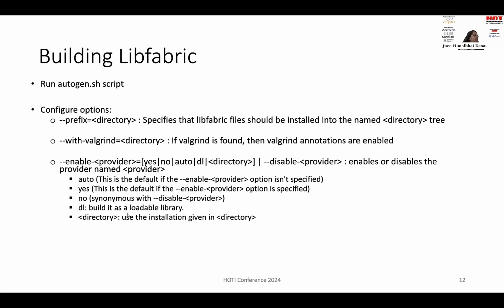And that is also similar to how the disable provider works. Next is the DL option. So this will build a provider as a dynamically loadable library. So if you have any provider that you would like to use during runtime, then you can build it as a DLL. And the last option is directory. So this is saying that if you have any provider available locally on your system, then you can give the path to that provider here, and it will build with that in the installation that you have in that path.